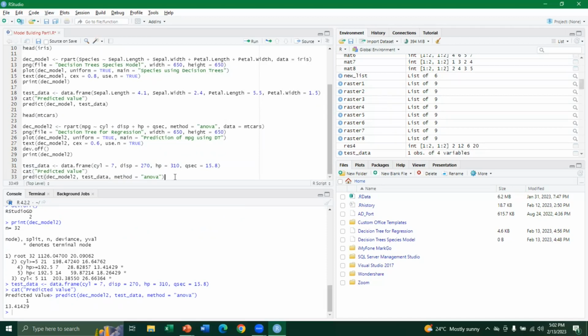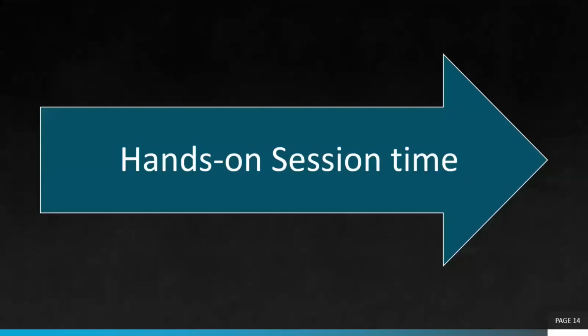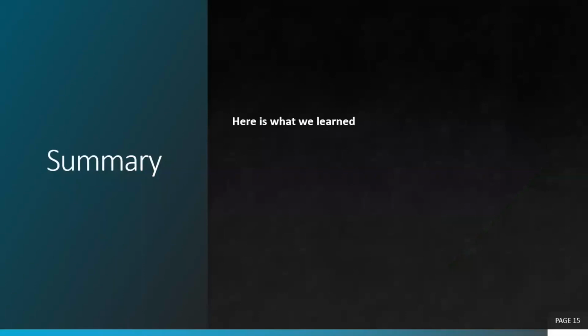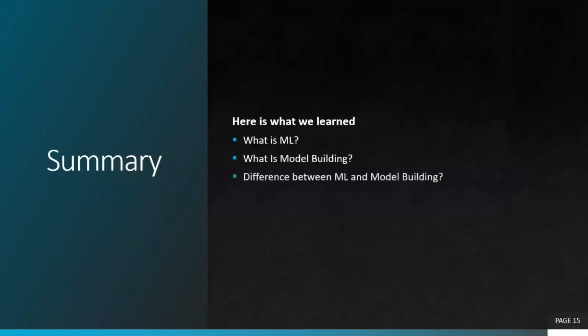Now let's move back to slides. So here's what we have learned today. What is machine learning? What is model building? Difference between machine learning and model building. And you have also learned about a new machine learning algorithm known as decision trees and how you can build them.